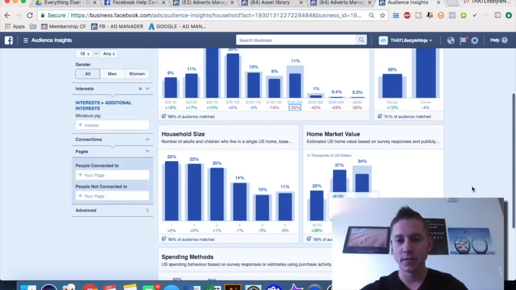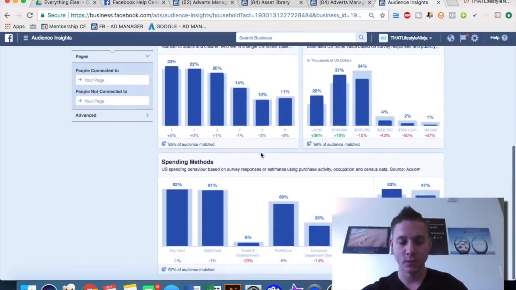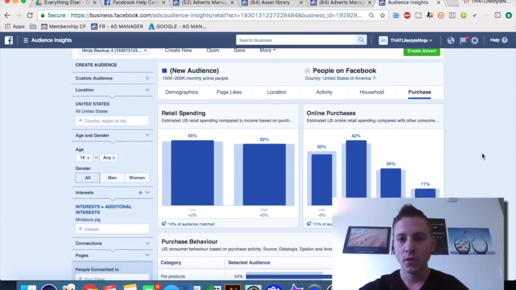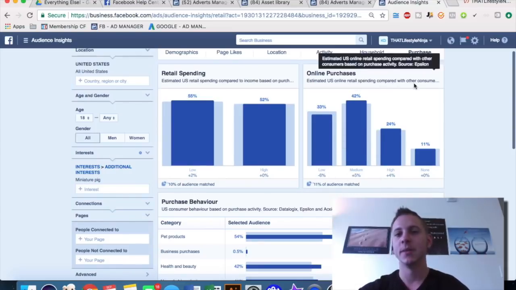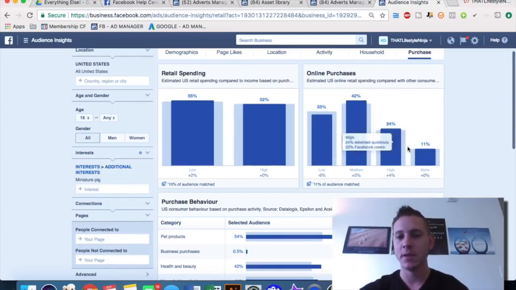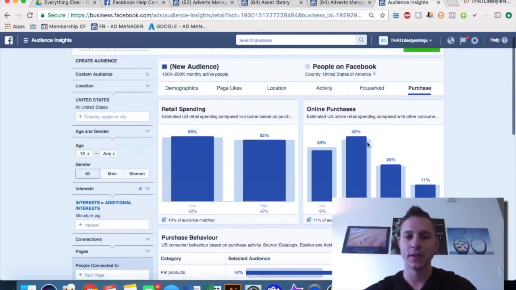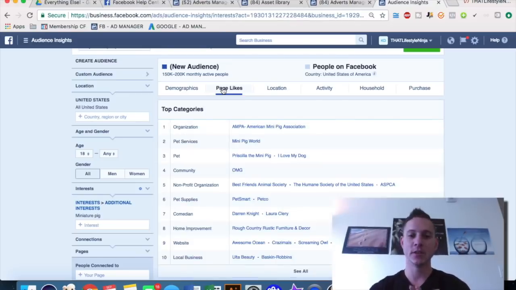So you can get a ton of different data here about household size, household income, spending methods, all this type of information that's important. You can see estimated online retail spending compared with other consumers: 42% are medium, 24% are high. A lot of information. Don't get overwhelmed here again. What we're mainly concerned with here, guys, is the page likes.